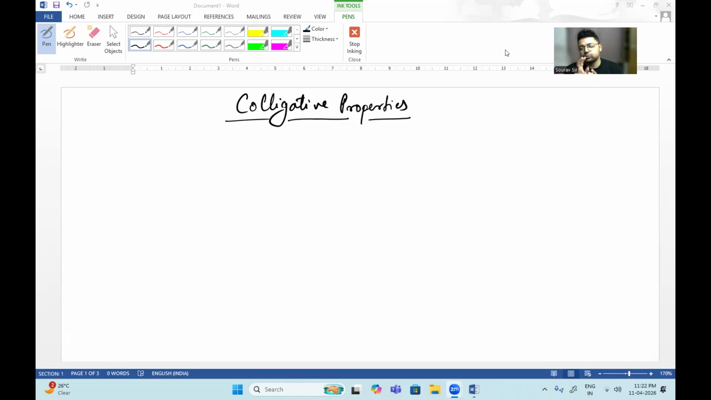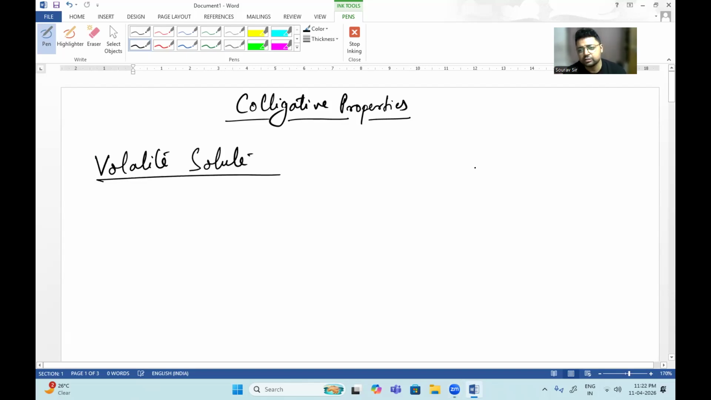Now, two types of solutes are present. One type will be volatile solutes and the other type will be non-volatile solutes. So we will divide solutes into two categories. So what are the categories? One is volatile solutes, and the other is non-volatile solutes. So we have divided them into two categories.